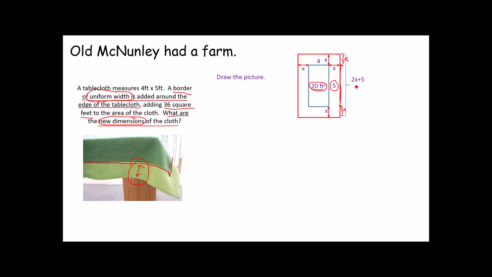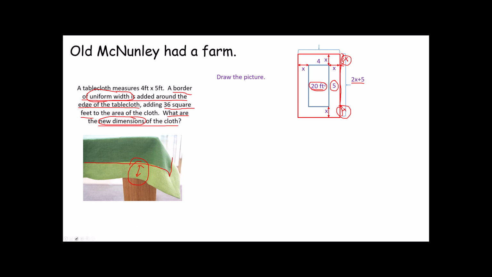Now I will tell you, in my class, this 2x plus 5 is where most of my students end up missing this problem, because they get in a hurry and they don't realize that they've added a border or added extra length to the top and to the bottom. They end up just calling this x plus 5 and they end up with an incorrect border. So be conscientious or aware of that. Let's talk about the other side.